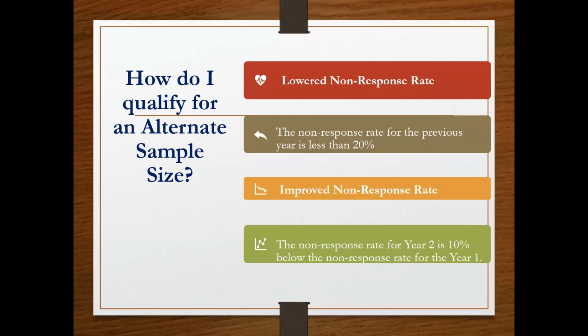And so what you're going to do is look at the verification collection report from the previous year to determine what your non-response rate is, and then you will know whether or not you qualify based off of either a lowered non-response rate or an improved non-response rate. All right, so let me give you an example.